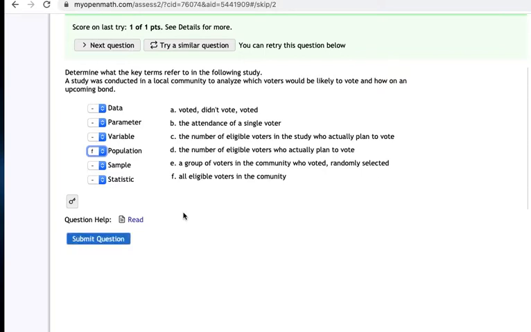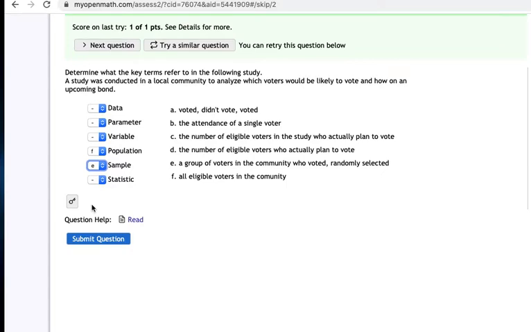A sample is just a subset of the population, a group of the population that's randomly selected. So here we go, a group of voters in the community randomly selected. So I think that one will be E. Okay, now let's move on to parameter and statistic.